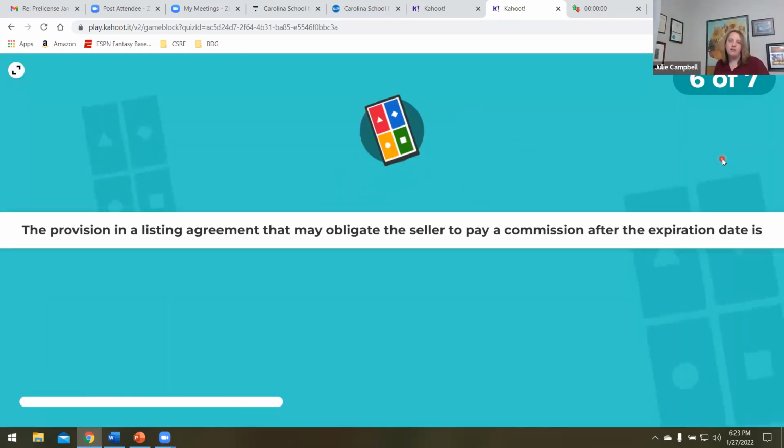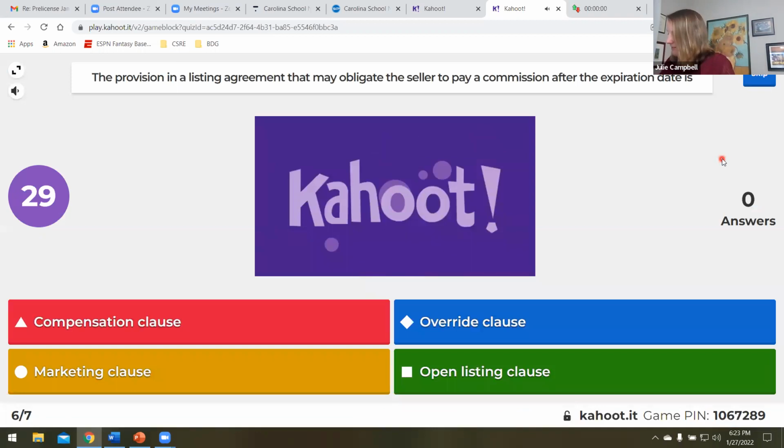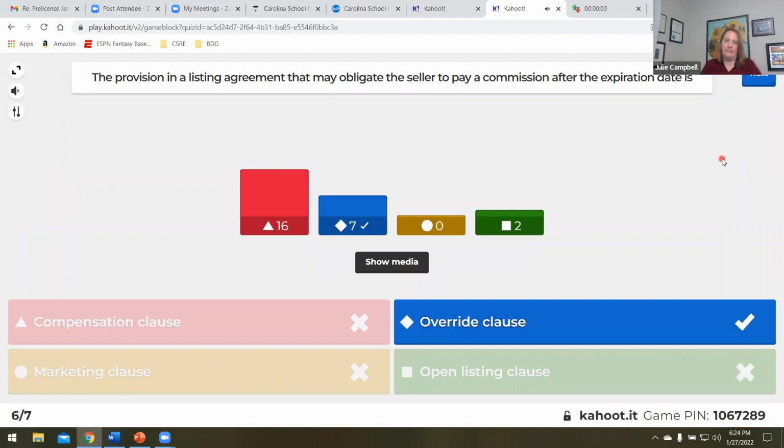The provision in a listing agreement that may obligate the seller to pay a commission after the expiration date is... Ugh. Let's look at page 218.